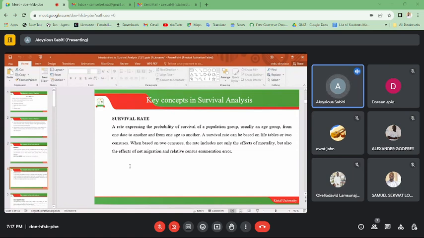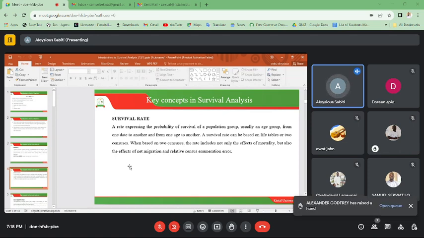Another key term is the survival rate, a rate expressing the probability of survival of a population group, usually an age group, from one date to another and from one age to another. A survival rate can be based on life tables or two censuses. When based on two censuses, the rate includes not only the effects of mortality, but also the effects of net migration and relative census enumeration errors.